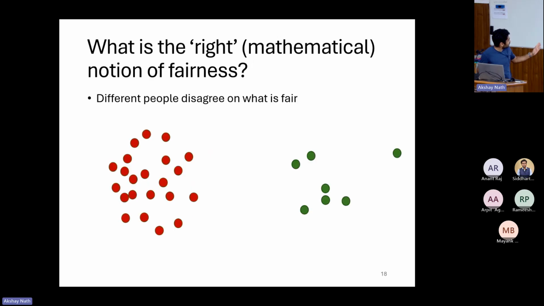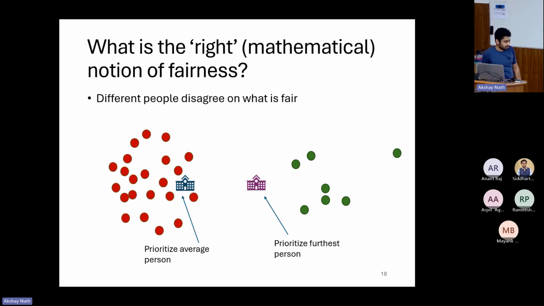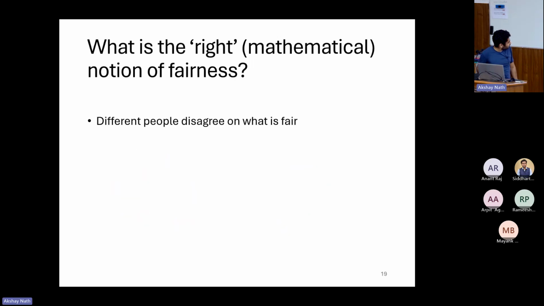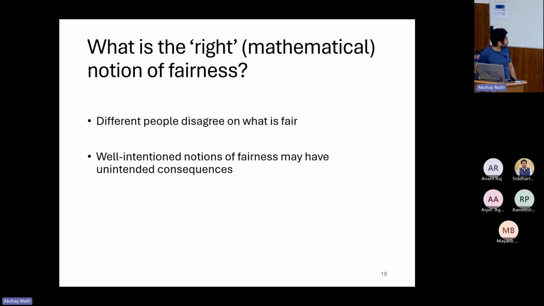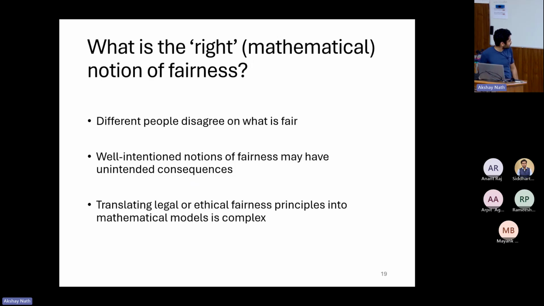So for example, let's take the store example. I just want to do clustering. I want to open a hospital here, and the city is divided between two different groups. And if I open a hospital there by prioritizing the average person, I might get accused of discriminating against the green group. Let me prioritize the furthest away person, something like a k-center problem, and then we immediately see the issue that it's very far away from where most people live. So different people disagree on what's fair, and very well-intentioned notions of fairness may have very unintended consequences.